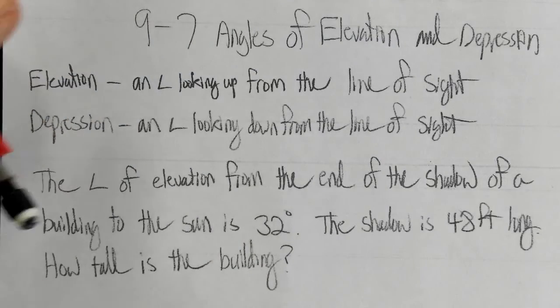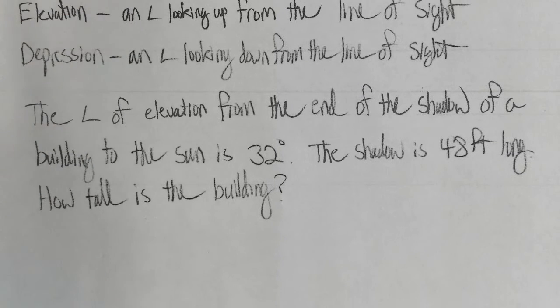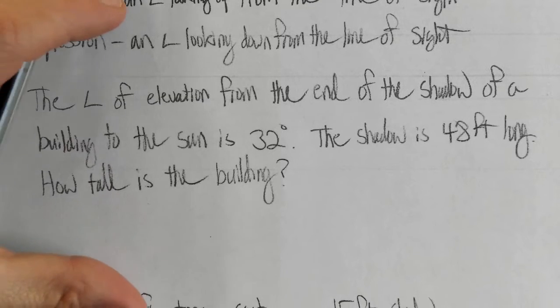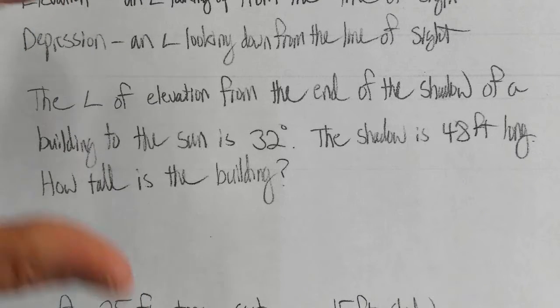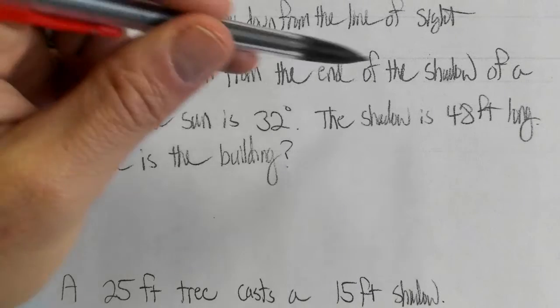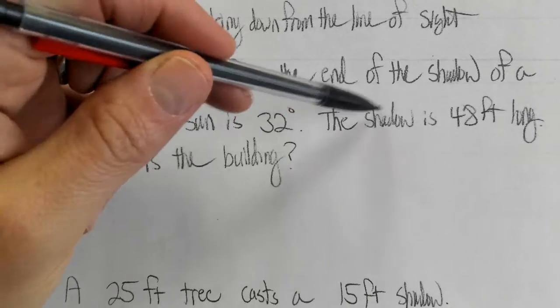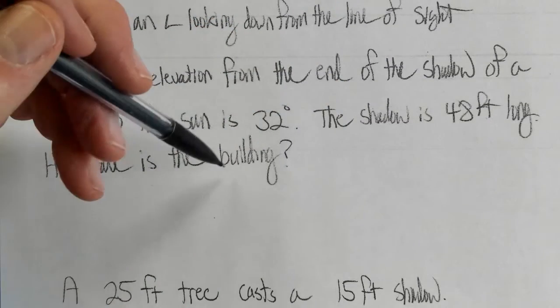So based on those definitions, what we're going to be doing is looking at a problem that involves either an angle of elevation or depression, and then using sine, cosine, and tangent to figure out some sort of a missing side or missing distance in the problem. For example, let's say we have this: the angle of elevation from the end of the shadow of a building to the sun is 32 degrees. The shadow is 40 feet long. How tall is the building?